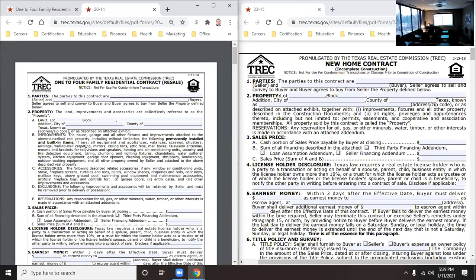Okay, so this one right here is the one you complete on a daily basis. You're dealing with any type of properties and reselling properties. This is the one on your left-hand screen. The left is going to be an example of what you're going to use daily. On the right is the one that's going to be different.